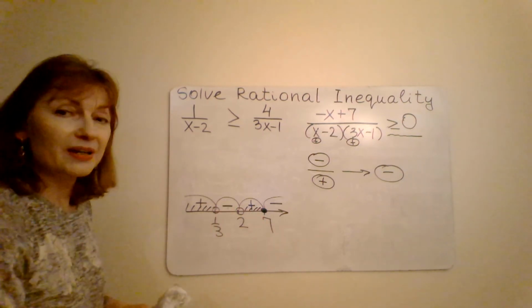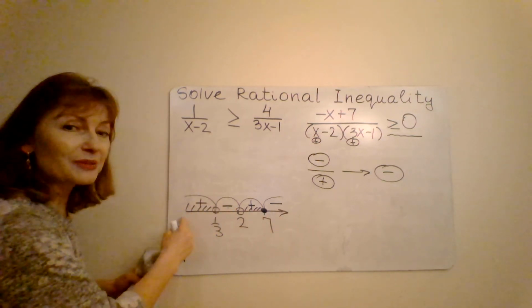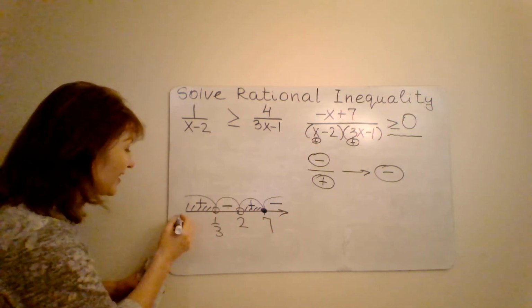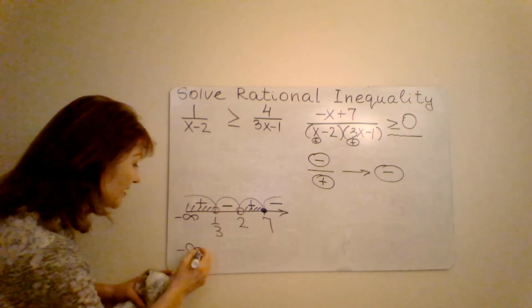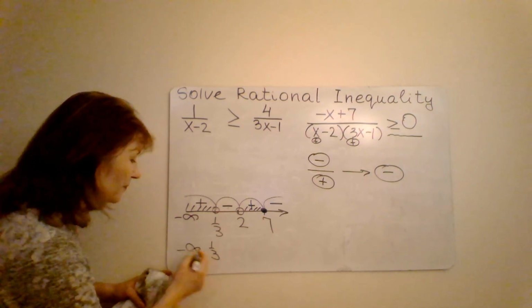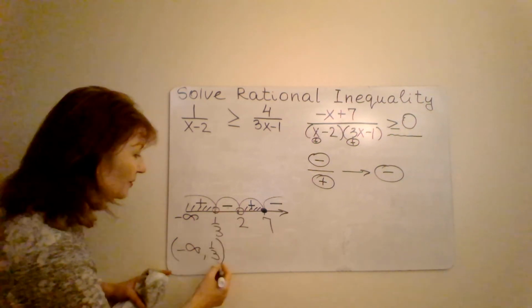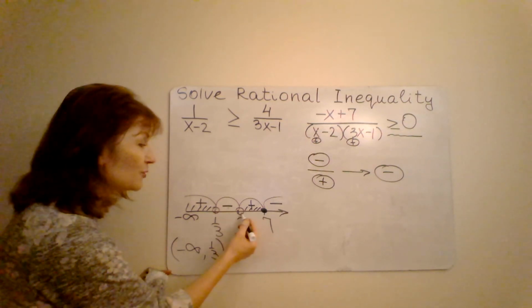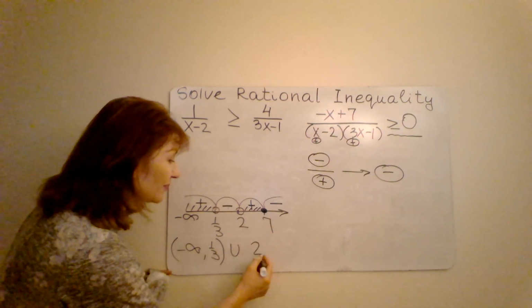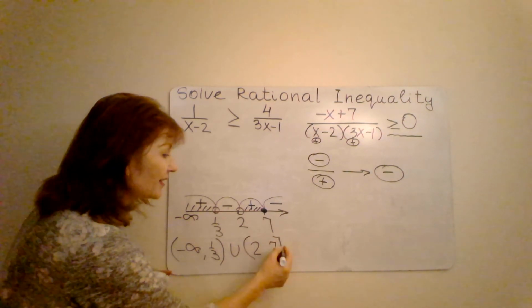Now we just need to write the answer from left to right. Yes, we do have solutions on the very left interval, and right here is negative infinity. So from negative infinity to 1/3, parenthesis and parenthesis, it's not included, union, and another interval from 2 to 7. 2 is not included, 7 is included.